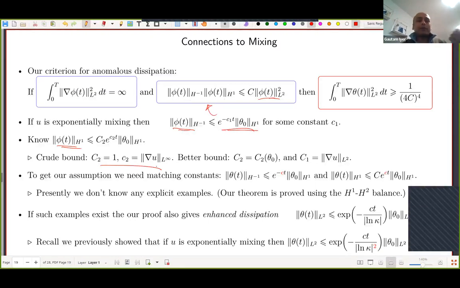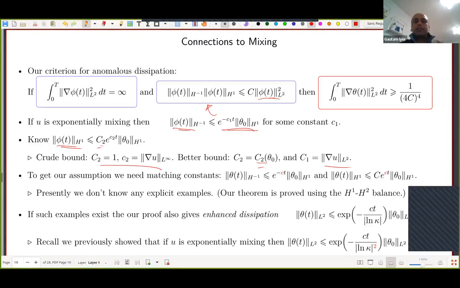But this bound is a bit wasteful, because the C1 norm of u says the growth rate is like the worst case at every point. So you can get other bounds. For instance, I can tell you that the H1 norm grows exponentially if I pay a prefactor that depends on the initial data and only put an H1 norm of u in the exponent. Regardless, I can get upper bounds for the H1 growth.